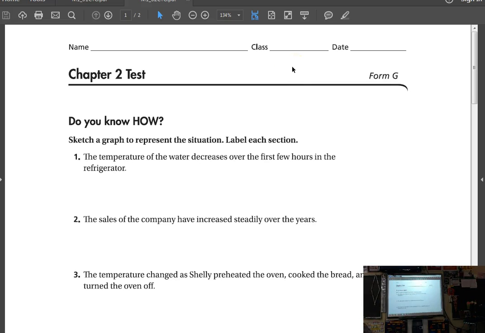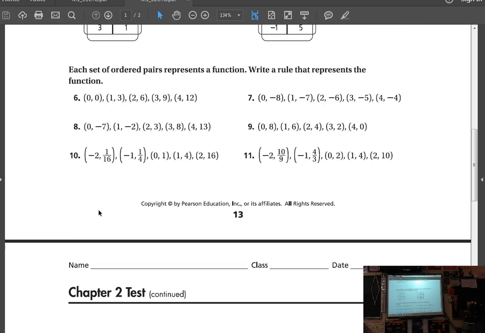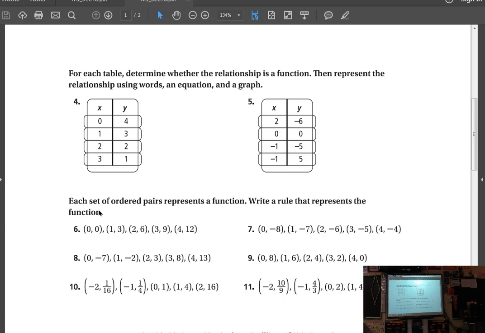Let's dive into Chapter 2. What questions do we have from Chapter 2? Dealing with functions. Ava? 8 and 11. Jenny, were yours before 8 and 11? Anybody have anything before question 8? I had a question on 11. Alright.